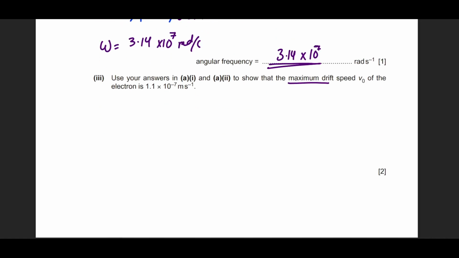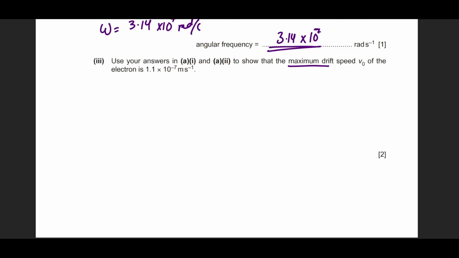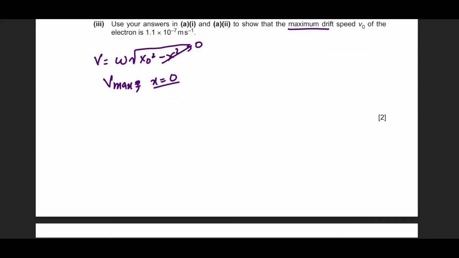To calculate the maximum drift velocity or drift speed of the electron. So to find out the velocity, we had the formula omega under root x naught square minus x square. And we understand that v approaches maximum velocity when x becomes equal to 0, when this factor becomes 0, which means that the object is actually passing through its mean position, right? So the formula goes something like this. So omega under root of x naught square. Now under root cancels out, so this becomes omega x naught.